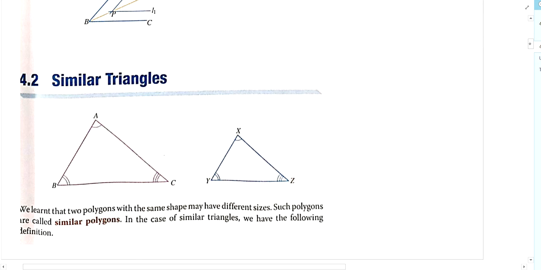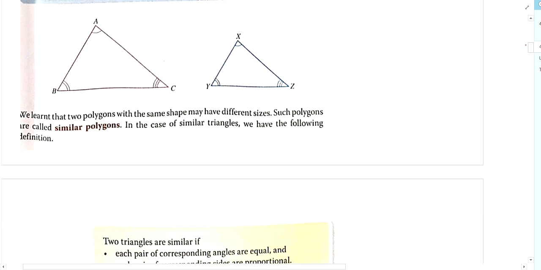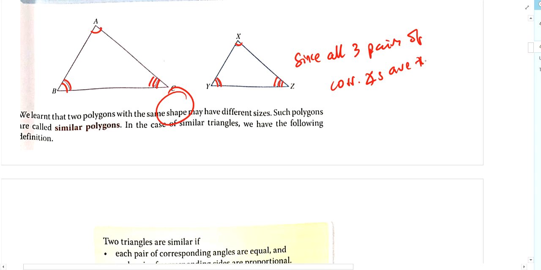Right, so angle A and angle X, they are the same. B and Y, they happen to be the same. And C with Z happen to be the same. So since all three pairs of corresponding angles are the same, triangle ABC is similar to triangle XYZ. Okay?